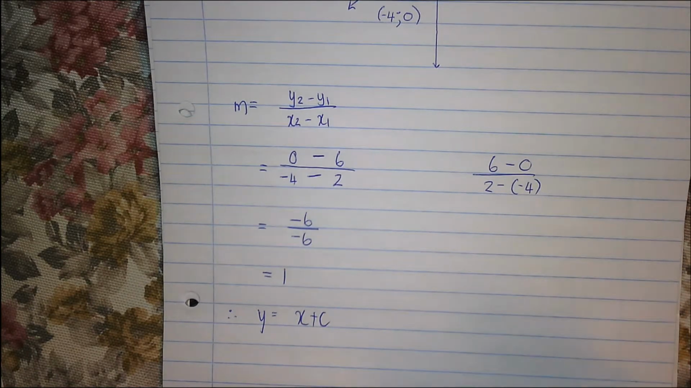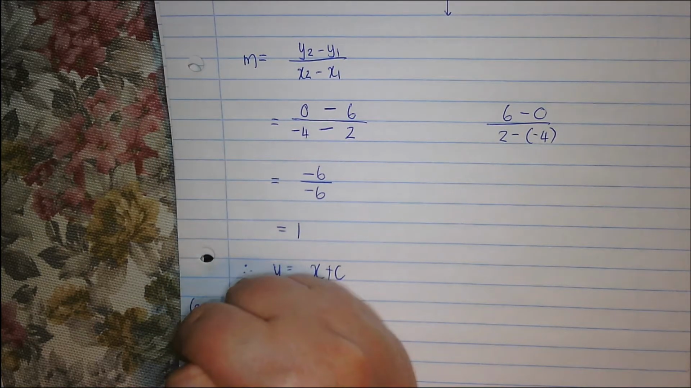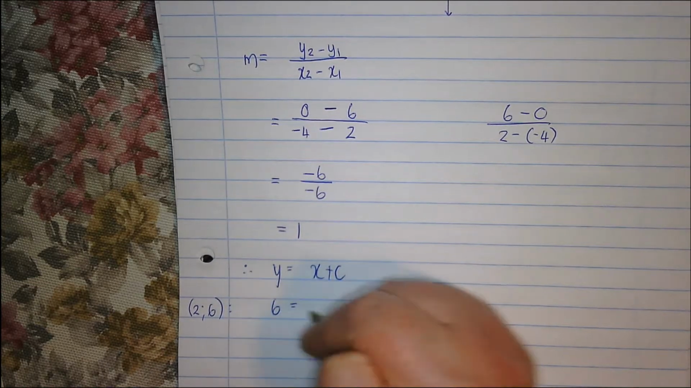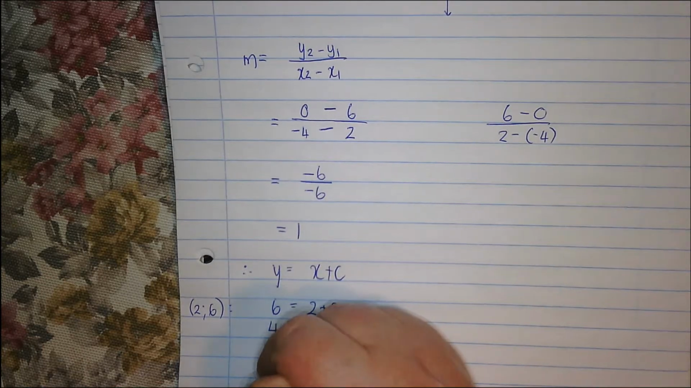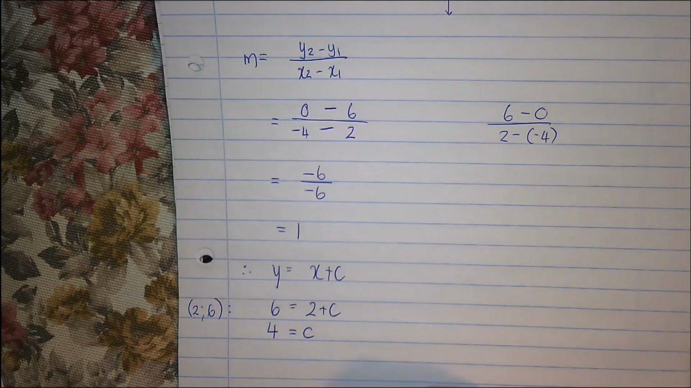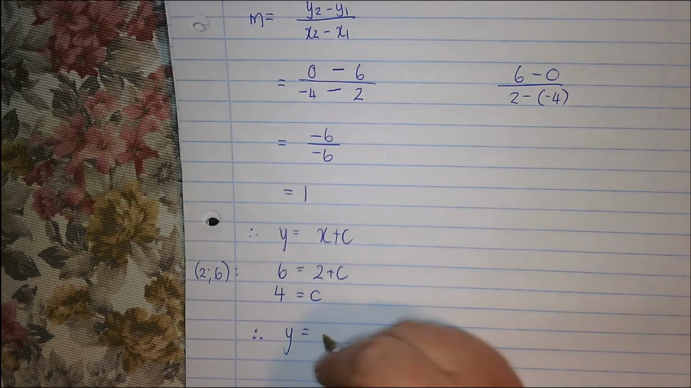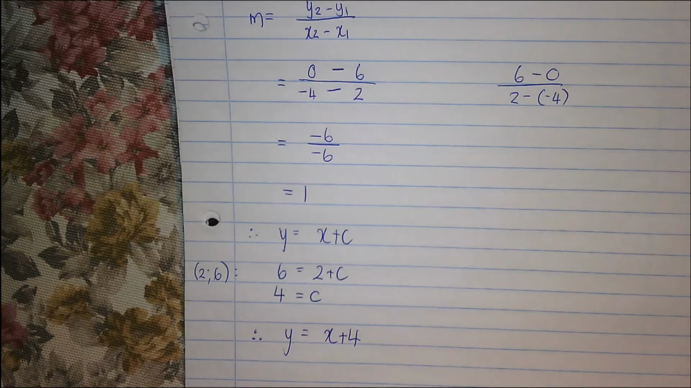And you pick one of them to substitute in. It really doesn't matter. I'm going to substitute in 2 and 6. So that gives me 6 equal to 2 plus c. Take the 2 over, that gives me 4 equal to c. And now give an equation as your answer: 1x plus 4. And you're done. Alright.